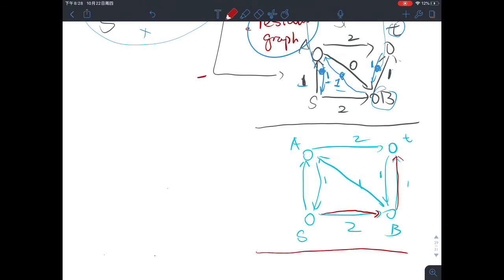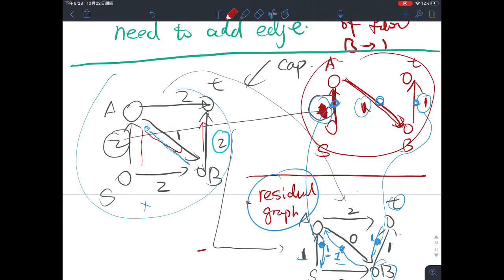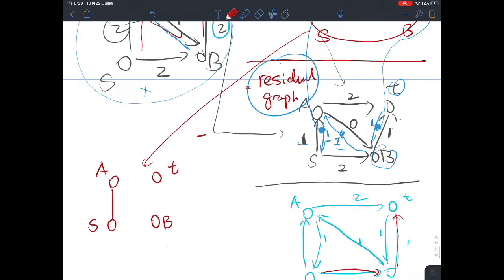So let's assume this is the path we found, and what we need to do is really overlay this path onto the original path, right? The original path looks like that. Let me just redraw everything here. So this is S to A, A to B, B to T. The original path is 1, 1, 1 here.